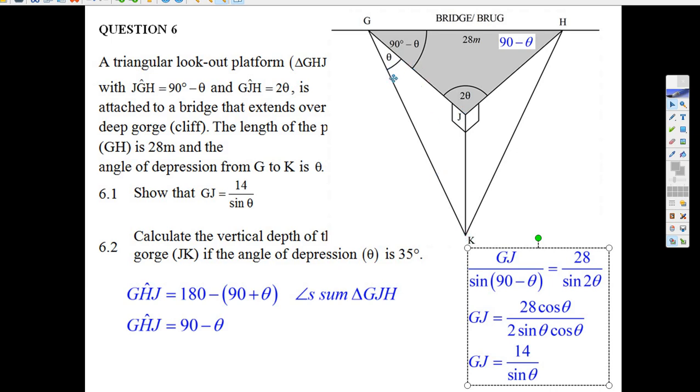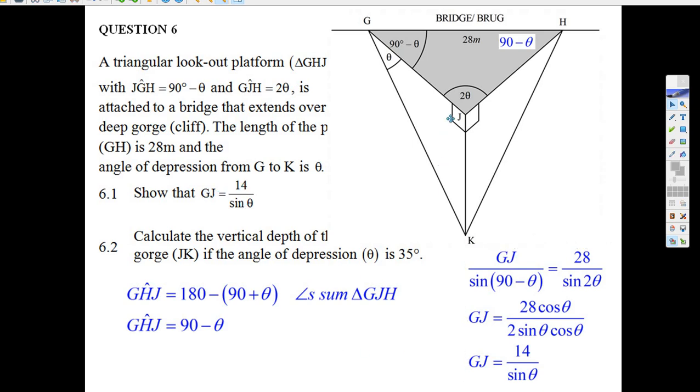They call this theta an angle of depression. They give you this angle up here, where G is 90 degrees minus theta, and the angle GJH on the platform is 2 theta, and it's 28 meters from G to H. Okay, now they say show that GJ is 14 over the sine of theta.